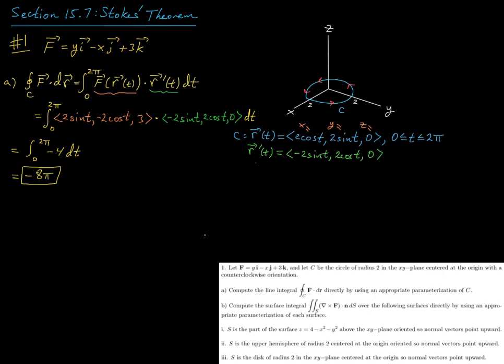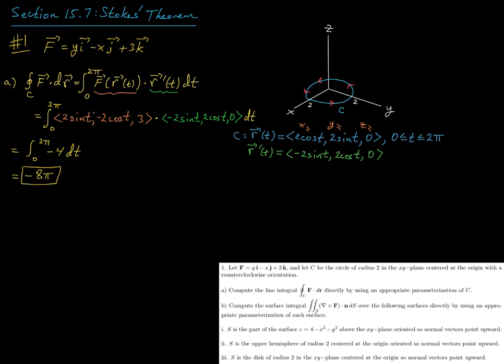So we'll go ahead and punch those in. So for F of r of t, well, the i component of our vector field F is y, and along the circle, y is 2 sine t. So we have 2 sine t for the i component. For the j component, we have minus x, and x is 2 cosine t, so that's going to give us a negative 2 cosine t for the j component. And then the k component of the vector field F is just constant 3, so that's 3 here. We're dotting that with this green tangent vector.